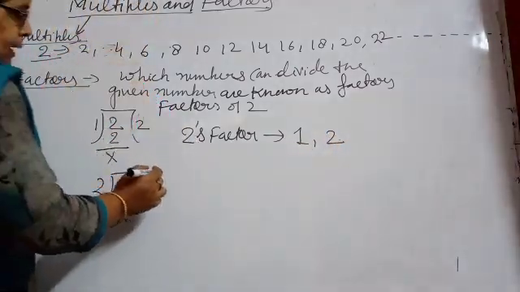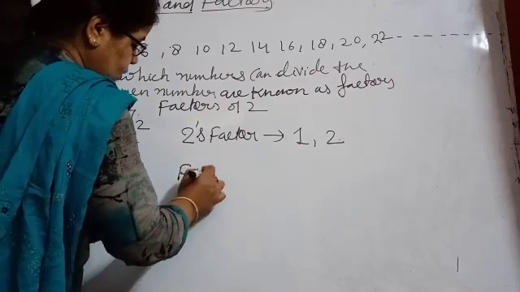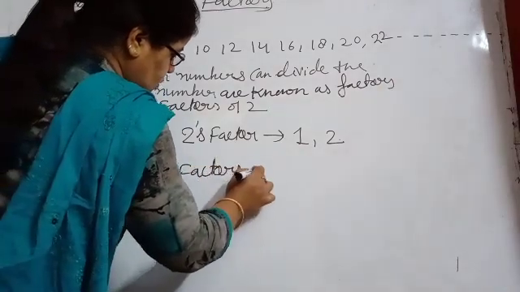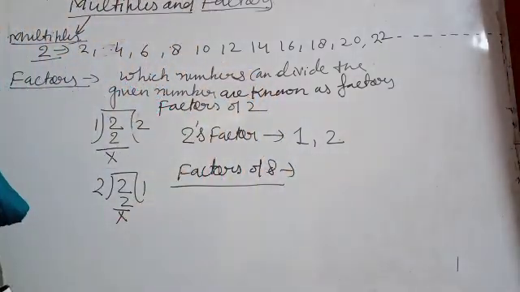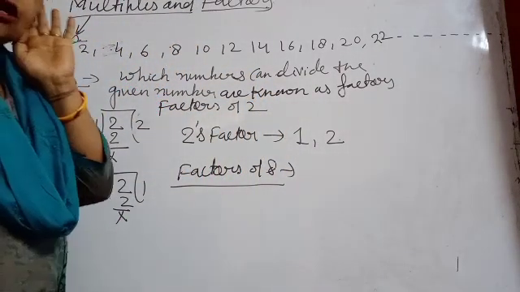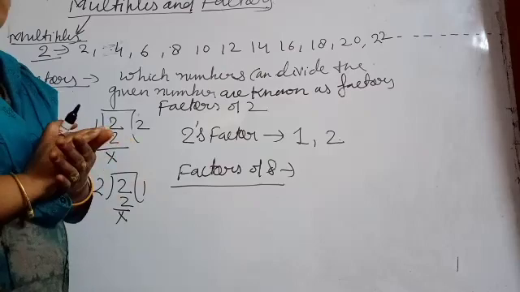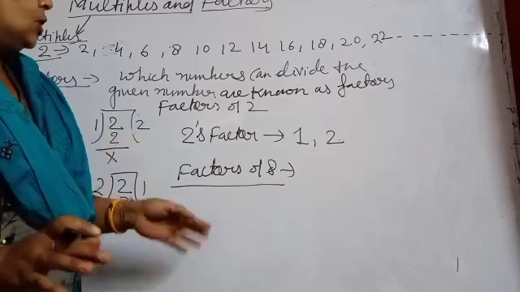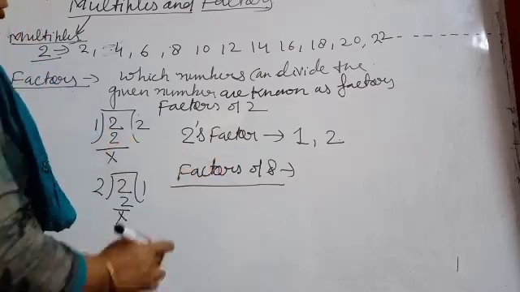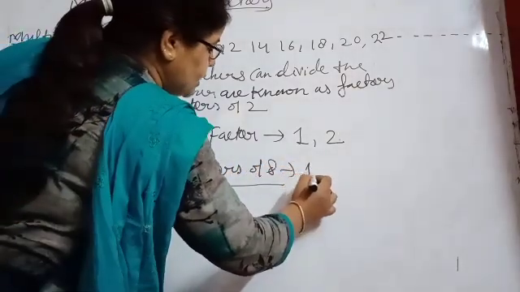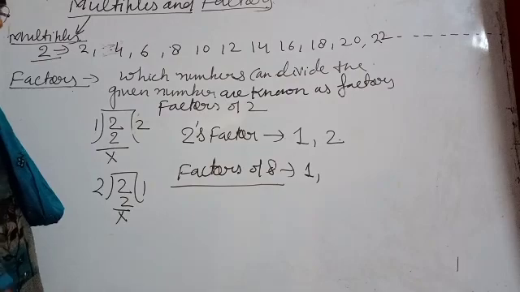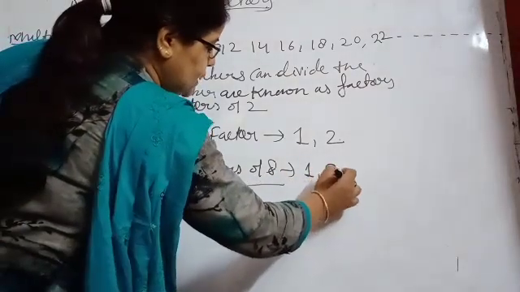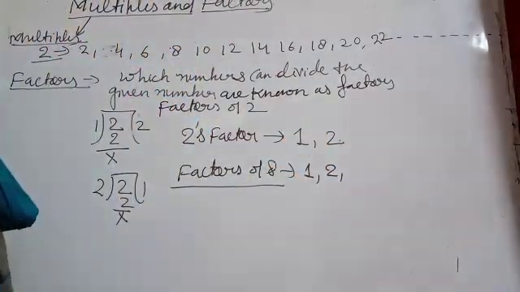Suppose I am taking the factors of 8 now. Factors of 8. Now tell me, who can divide 8? 1 will be the factor of every number. 1 can divide every number. So 1 will be a factor of 8 also. Now tell me, in 2's table, does 8 come? Yes. So 2 will be a factor. In 3's table, does 8 come?